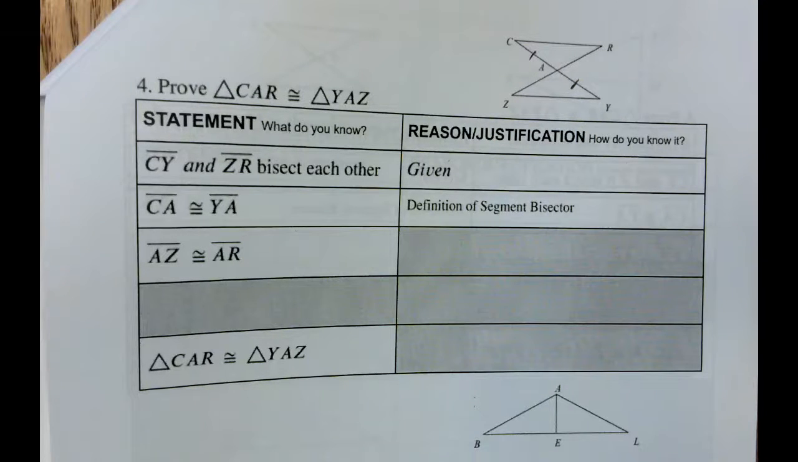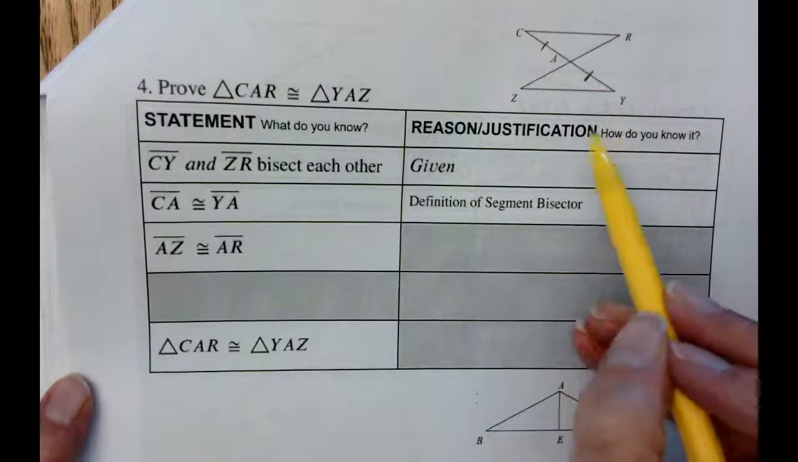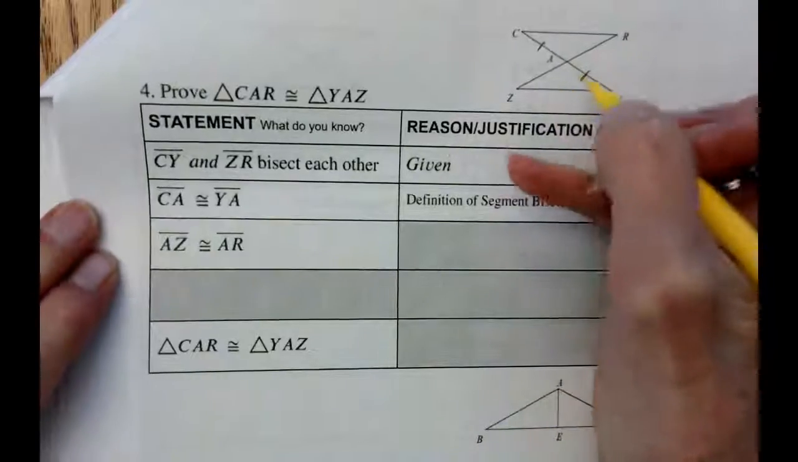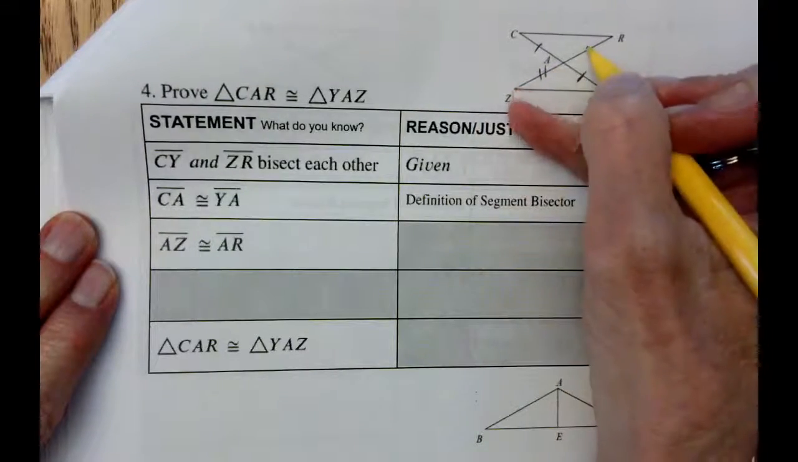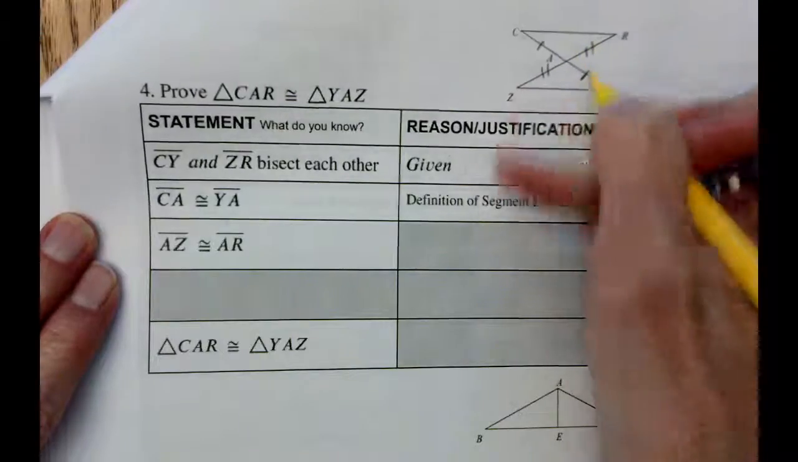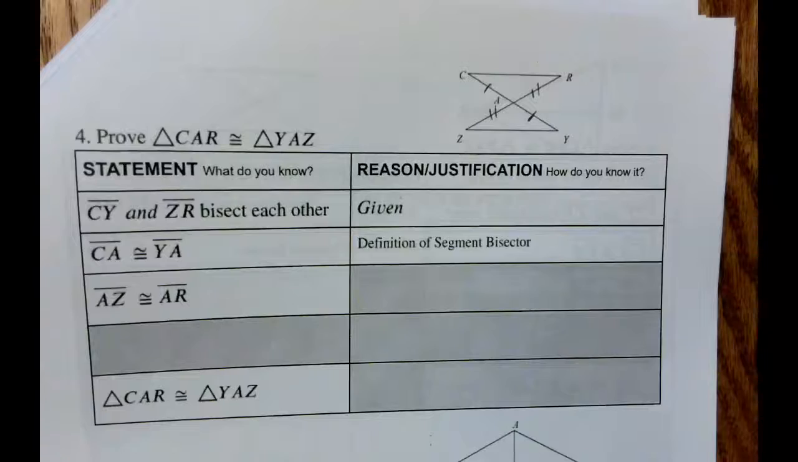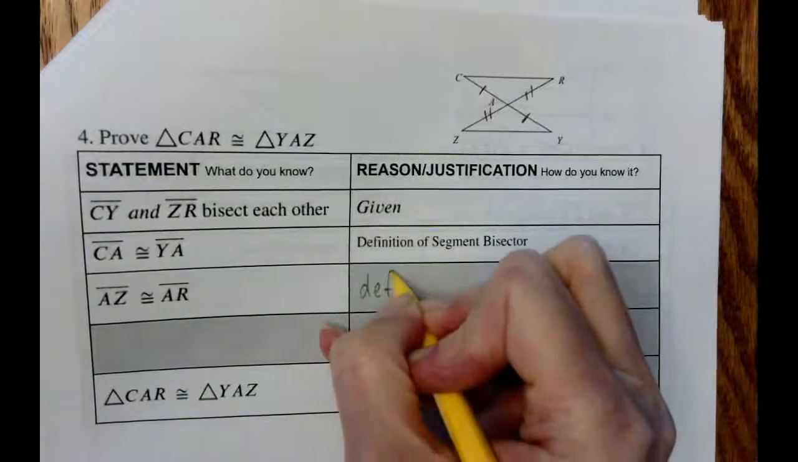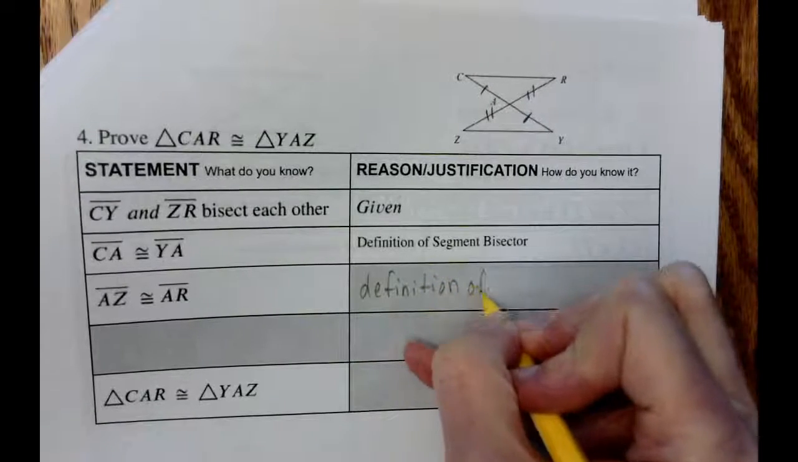And not only that, since CY and ZR bisect each other, we can also say that AZ is congruent to AR, and it goes back to, again, the definition of segment bisector.